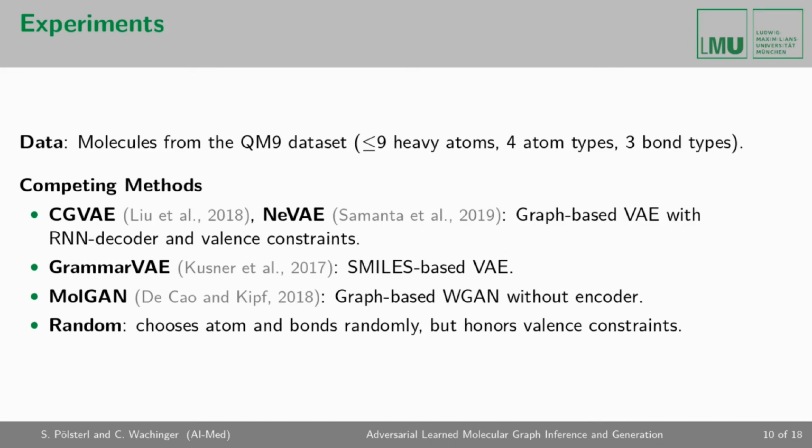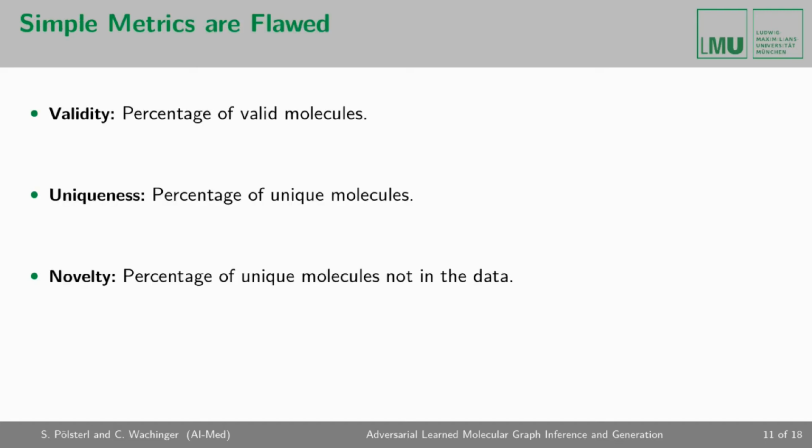We used the QM9 dataset containing molecules with at most 9 atoms. We compared against 2 state-of-the-art graph variational autoencoders, which use an RNN-based decoder and enforce valence constraints such that generated graphs are always chemically valid. We also compared against Grammar VAE that works on string representation of molecules. The only existing adversarial approach is MolGAN, which we included as well. Finally, we added a random baseline, which chooses atoms and bonds randomly, but always in a way such that the graph is chemically valid.